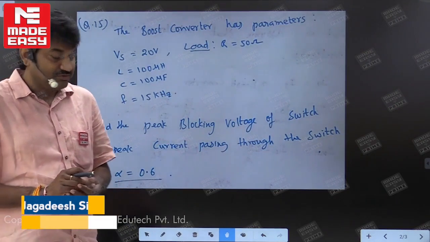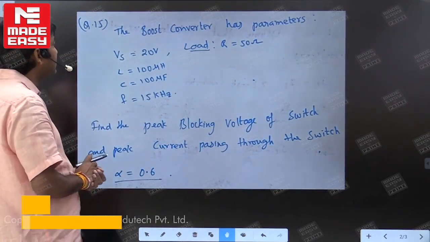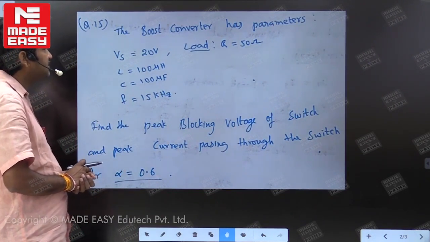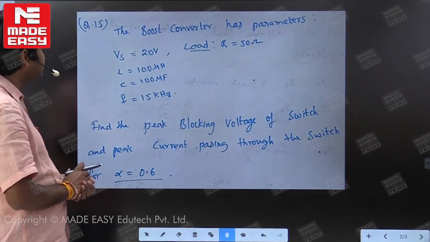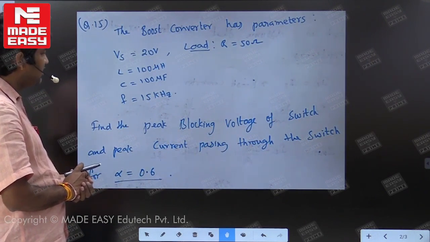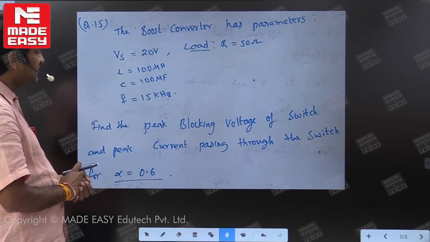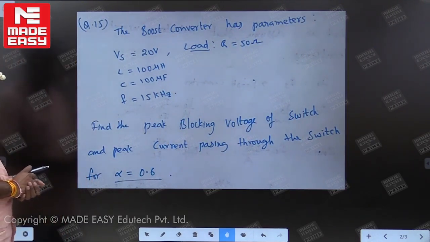So next we'll discuss boost converter. Boost converter has the following parameters. Supply voltage is 20 volts, load resistance is 50 ohms, inductance is 100 microhenry, capacitance is 100 microfarads, frequency is 15 kilohertz. So we have to find the peak blocking voltage of switch and peak current passing through the switch.